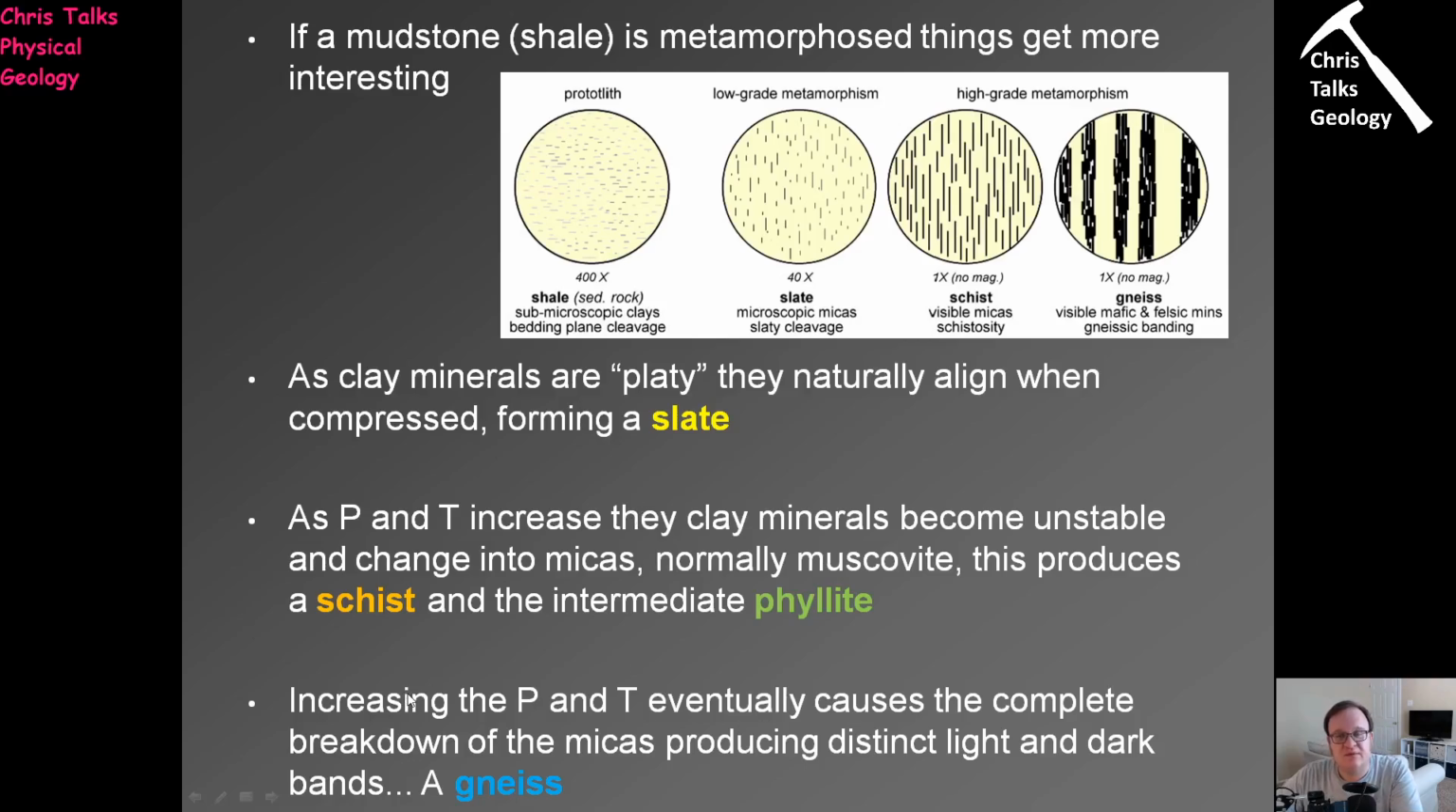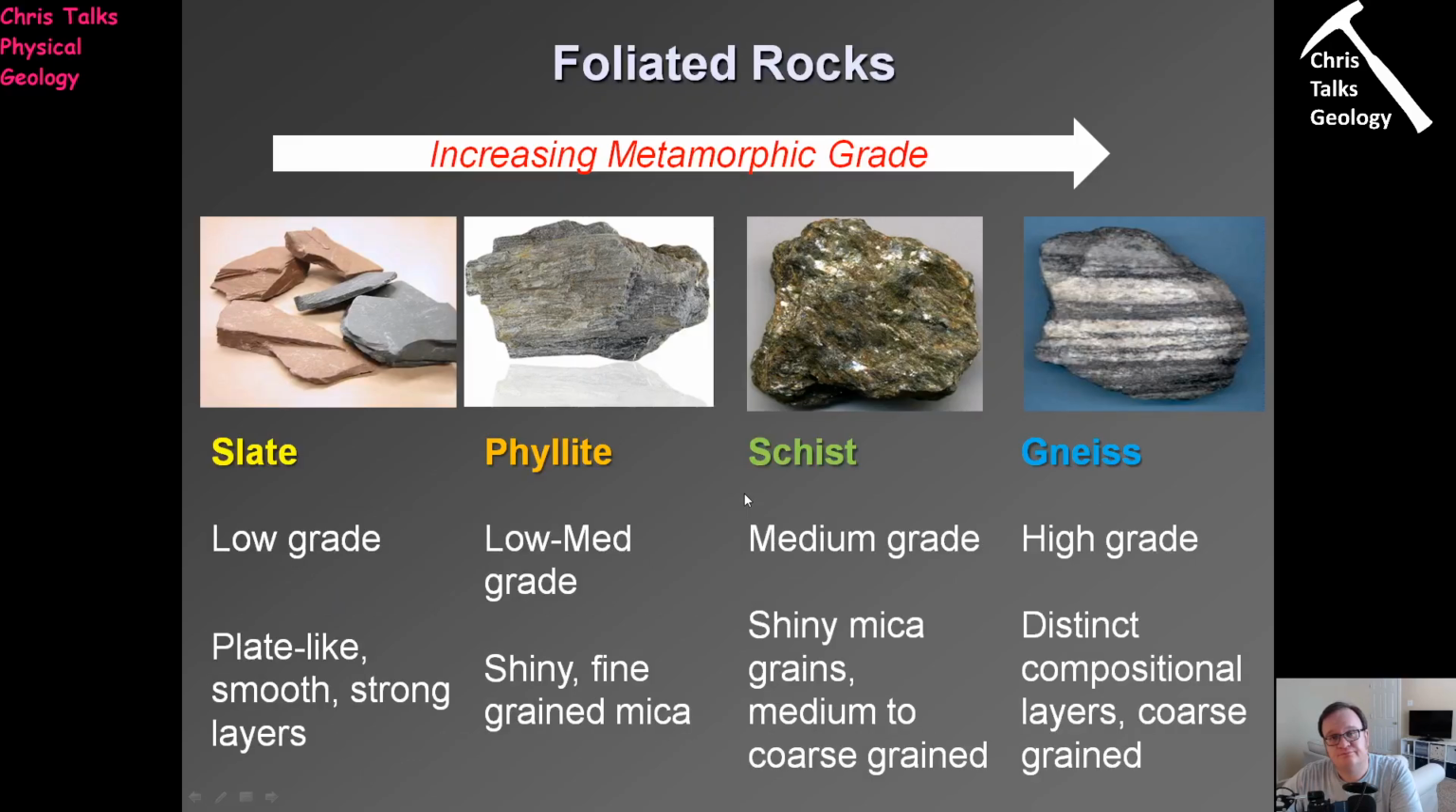And of course, the final and most extreme version of a foliated rock will be a gneiss. So you can see them all here: slate, phyllite, schist, gneiss. So you can see the change in grade: low grade, low to medium, medium, high, and you can see what is going on there in terms of the minerals, but we've already discussed that.